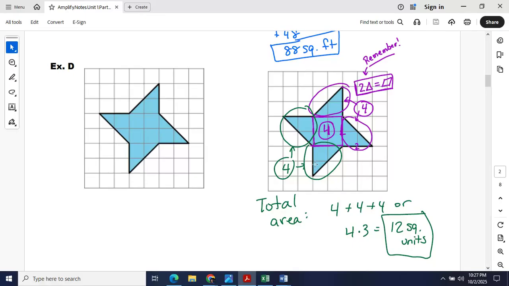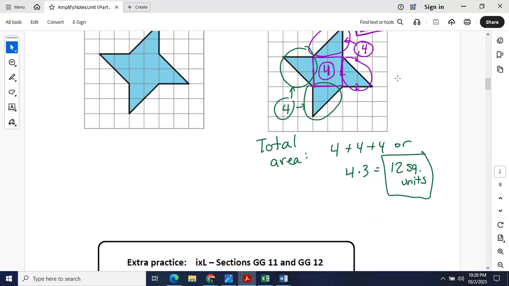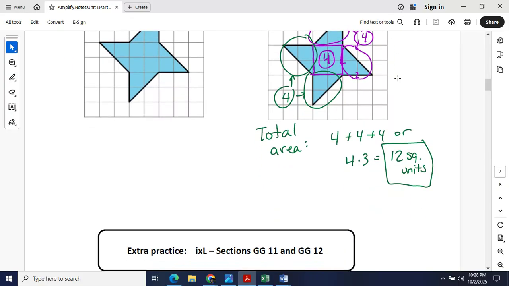Then I circle these triangles in green, same base and height. Remember, 2 triangles with the same base and height equal a parallelogram. 2 times 2 is 4. So you just have to add 4 plus 4 plus 4, or 4 times 3 is 12. And make sure you note this. Remember, 2 triangles equals a parallelogram, but they have to have the same base and height. You can practice more questions like this in GG11 and GG12.